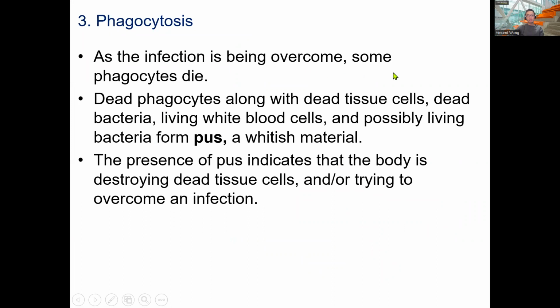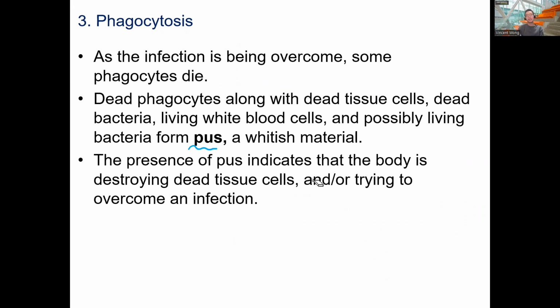As the infection is being overcome, some phagocytes die. And then the dead phagocytes, along with dead tissue cells that might have died off during the infection, dead bacteria, as well as some living bacteria, come together and form this yellowish, whitish haze, which is called pus. Okay, and I'm sure we're all familiar with what that is. And pus is considered an infectious bodily fluid. So you should never come in contact with another person's pus, right? First of all, it's really gross, and number two, you could potentially catch whatever infection they have.